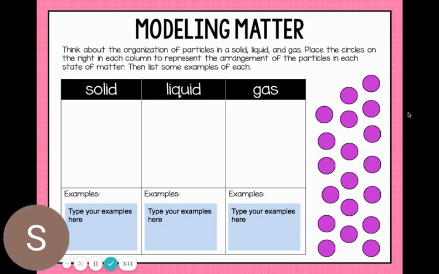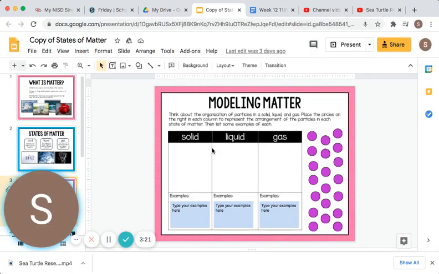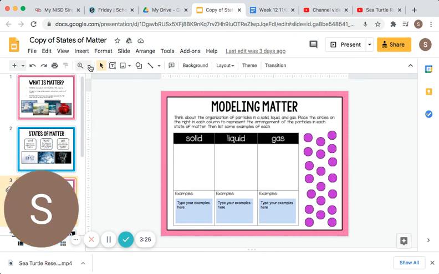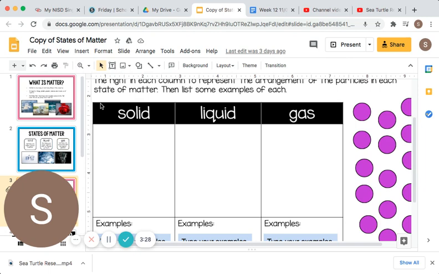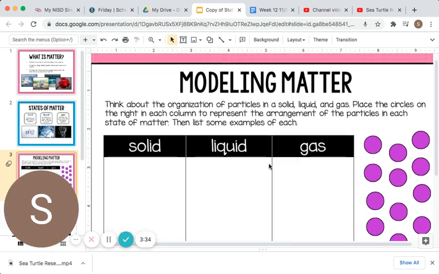So on this slide here, this is what we're going to model together, all right? Modeling matter. So I have to exit out of that. And let's do this together. So let me see if I can zoom in just a bit here. All right. It's a little bit too much, but that's okay. We can do it.